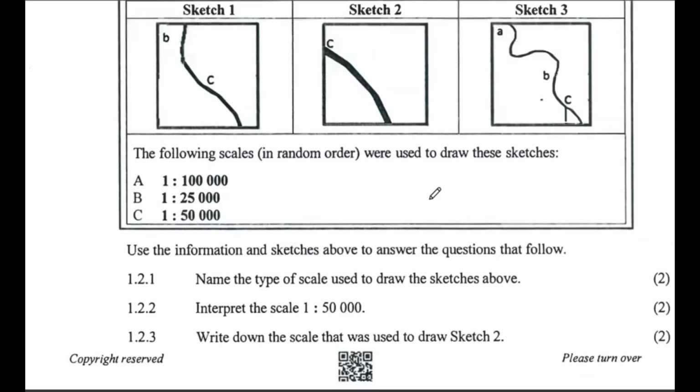Name the type of scale used to draw the sketches above. So these ones, we call them the number scale. Some other people will call them the ratio scale. Please, there's nothing like a map scale.